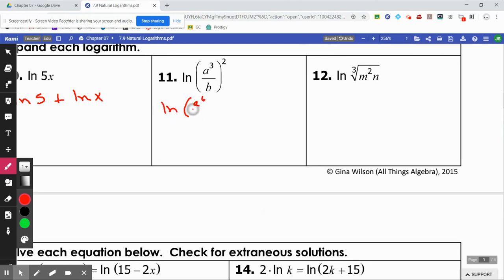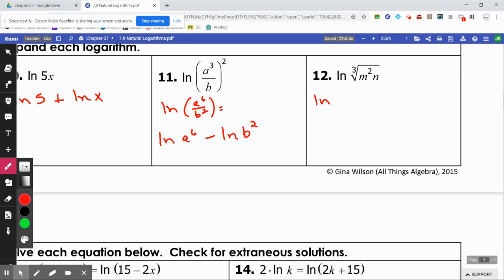That'd be a to the 6th over b to the 2nd, which would be the natural log of a to the 6th minus the natural log of b to the 2nd. Anytime you have division, you can split it using subtraction. And the last one, we can clean it up a little bit first.